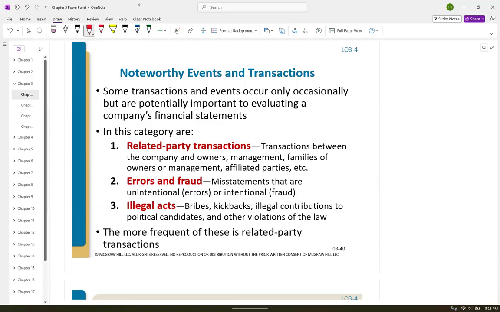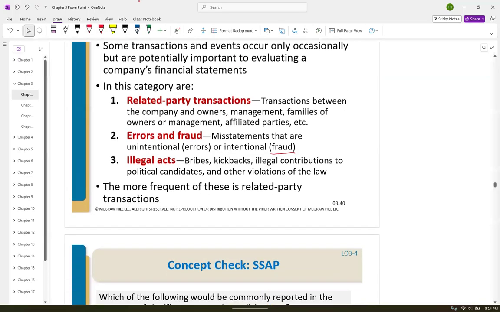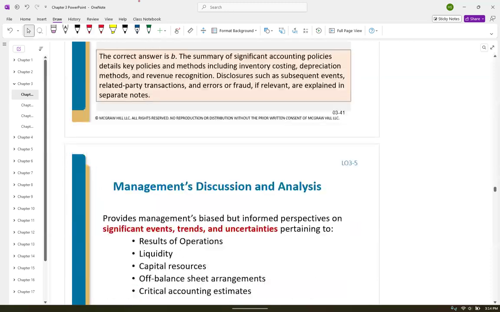Fraud, on the other hand, is intentional. Any fraud that is found needs to be disclosed. Okay. Illegal acts, bribes, kickbacks, illegal contributions to political candidates, and other violations of law. So the most frequent of these is the related party transactions. Okay.